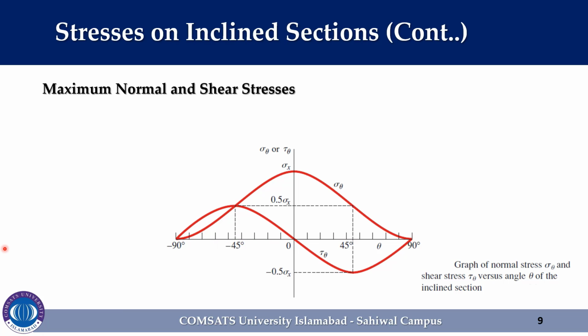As shown on the graph, the normal stress equals sigma x when theta is equal to 0. Then as theta increases or decreases, the normal stress decreases until the angle reaches theta equal to ±90°, and here it becomes 0 because there are no normal stresses on sections cut parallel to the longitudinal axis. Also, we know that when angle theta is equal to ±45°, the normal stress is 1/2 the maximum value.